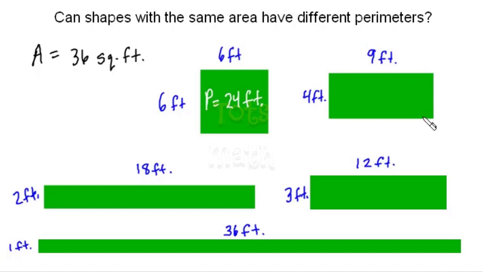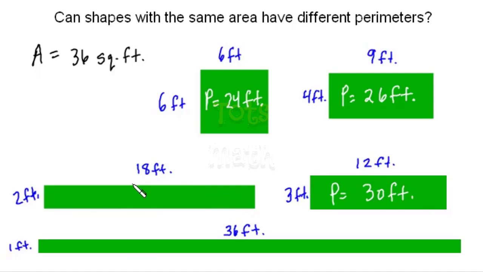This rectangular shape has 2 sides that measure 9 feet, so together that would be 18 feet, and 2 sides that measure 4 feet. Well, that'd be another 8 feet, so altogether the perimeter would be 26 feet. This rectangular garden has 2 sides measuring 12 feet, that's 24 feet, plus 2 sides measuring 3 feet, that's another 6 feet. And the perimeter is 30 feet.